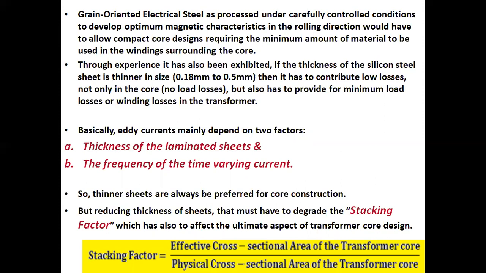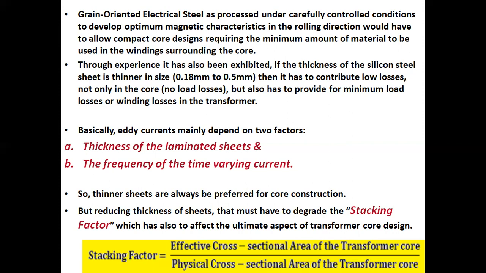Through experience, it has been shown that if the thickness of the silicon steel sheet is thinner, that is 0.18 millimeter to 0.5 millimeter, then it contributes low losses, not only in the core, that is no load losses, but also minimum load losses or winding losses in the transformer.